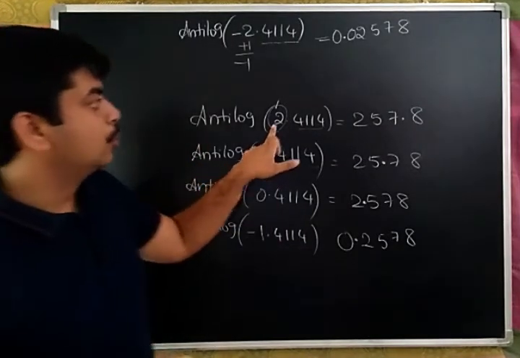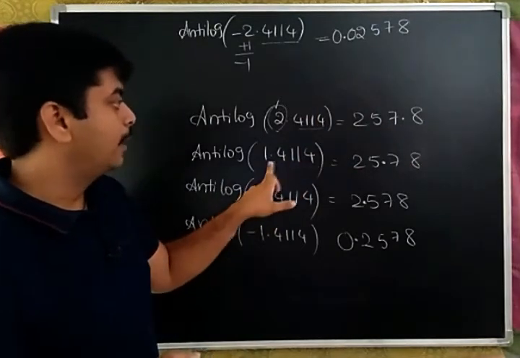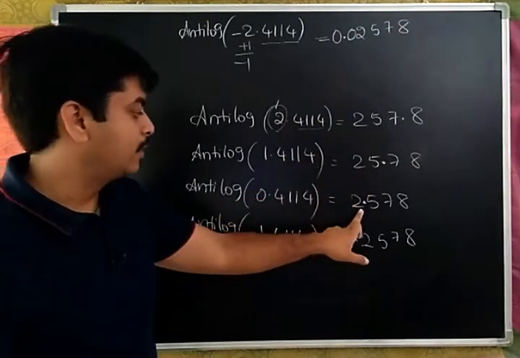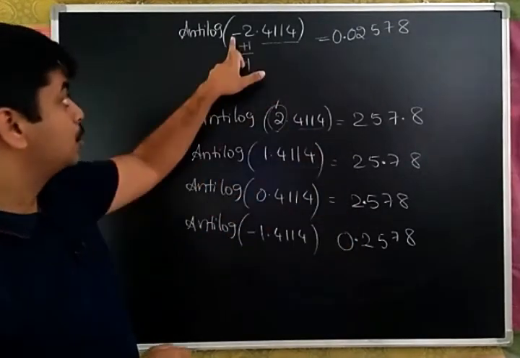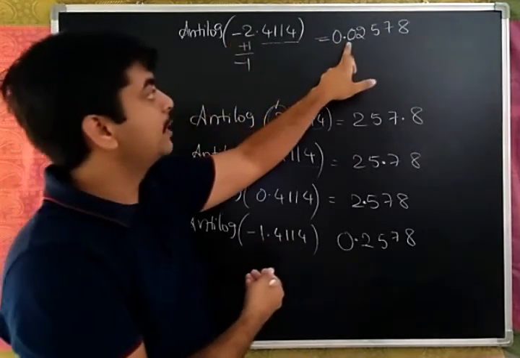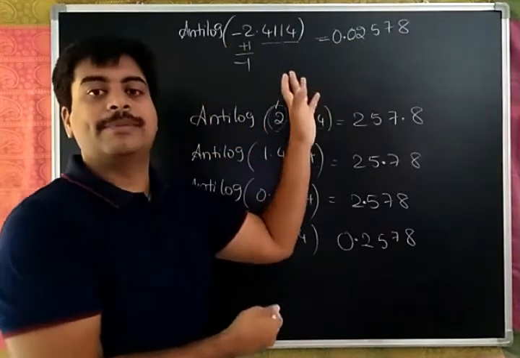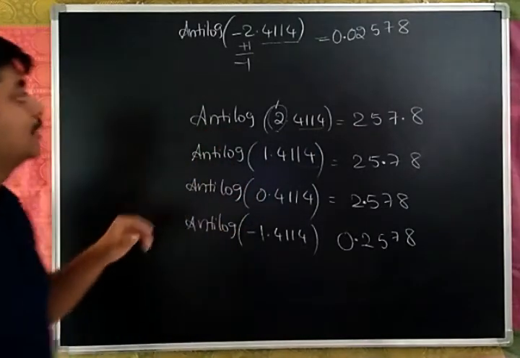See how the pattern is moving. When you're having 2, you're keeping the point after 3. 1, point after 2. 0, after 1. Minus 1, just the starting. And minus 2, you don't have any more places to keep. So that's the reason we are keeping a 0 and then we are keeping a decimal. Understood how this is moving? Let us go for one more.